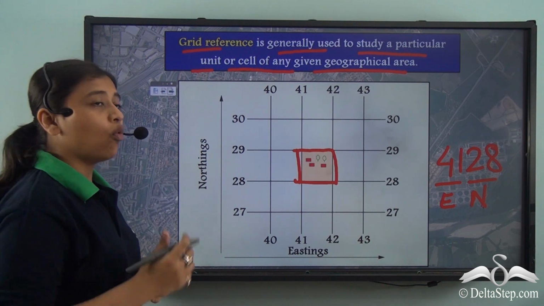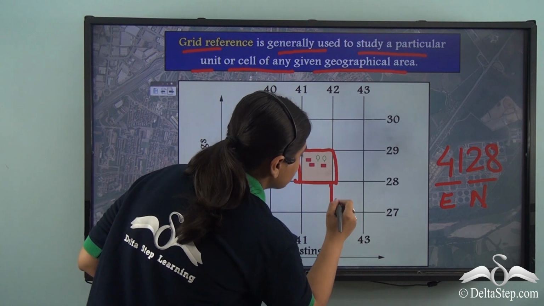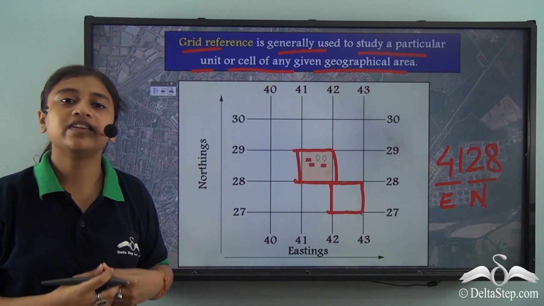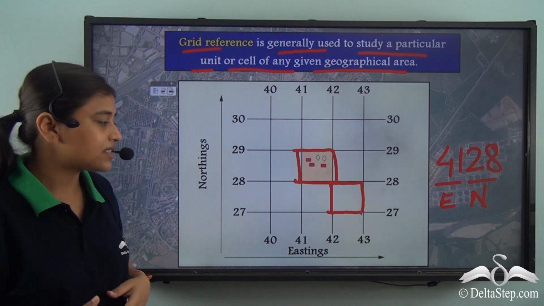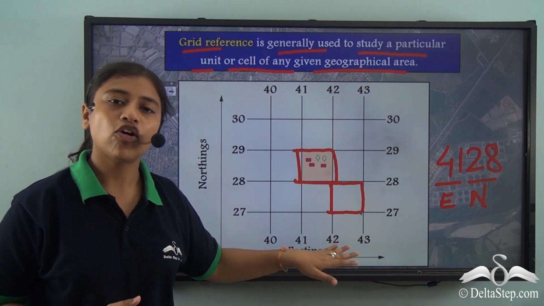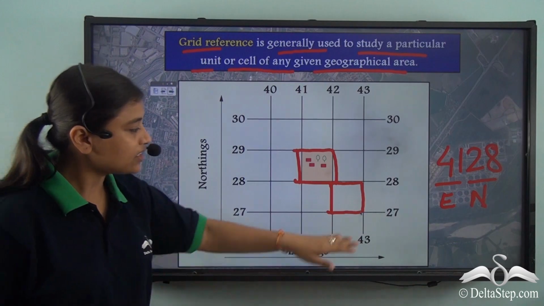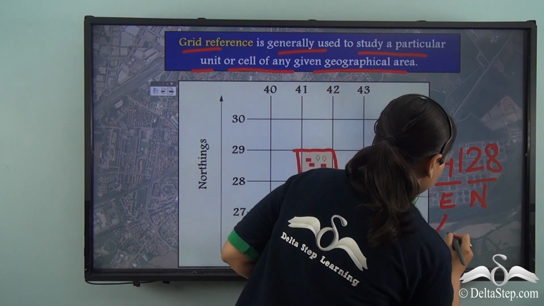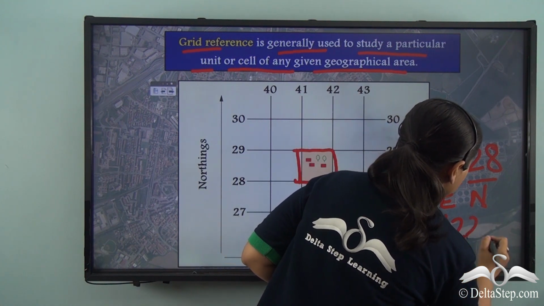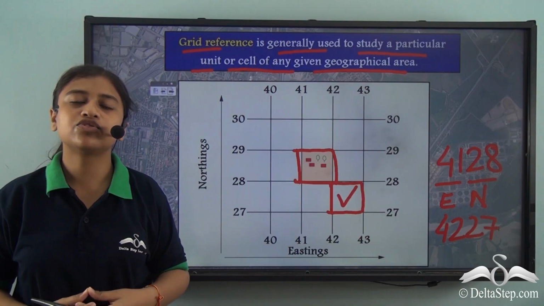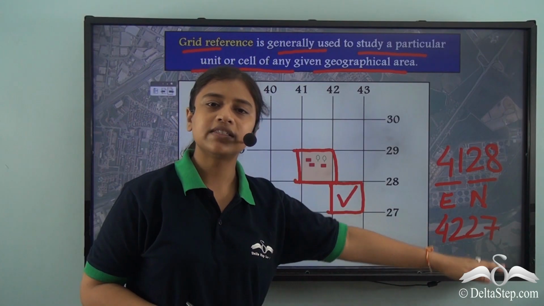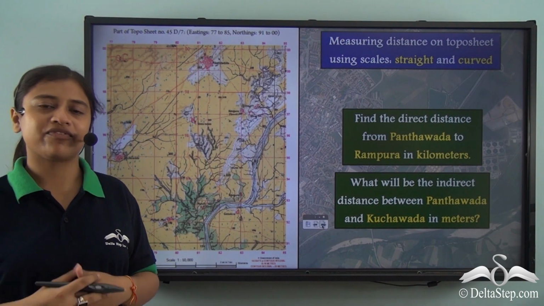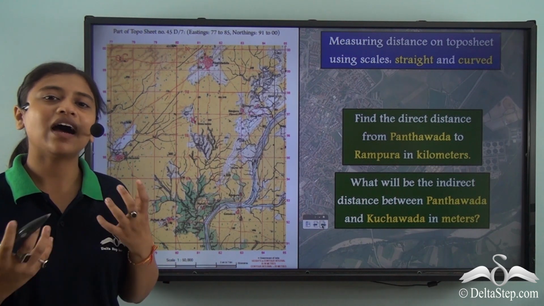Now can you tell me what will be the grid reference of this particular area? Now, as per what we learnt, we will first consider the easting. So, the easting says that the grid reference for this will start with 42. And as per the northings, it will be 27. So, what will be the grid reference for this area? It would be 4227. So, grid reference is usually called out as 4227.